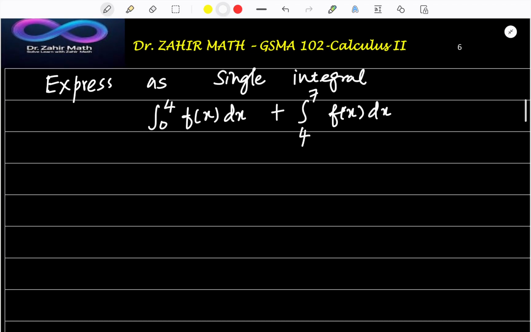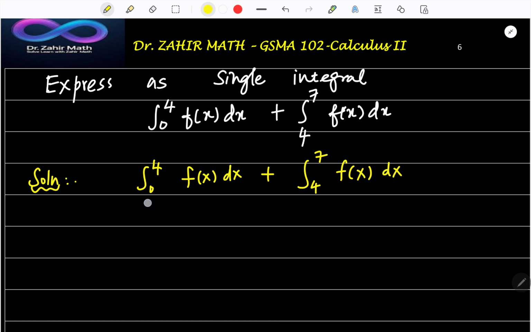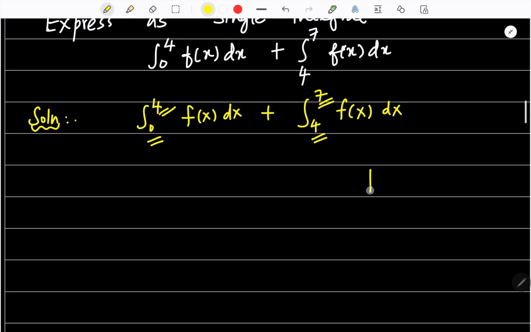Express as a single integral: integral 0 to 4 f of x dx plus integral 7 to 4 f of x dx. So let's go to the solution. Integral 0 to 4 f of x dx plus integral 4 to 7 f of x dx. Small number, big number, small number, big number. So this method will not work out. Only the real line will work out.